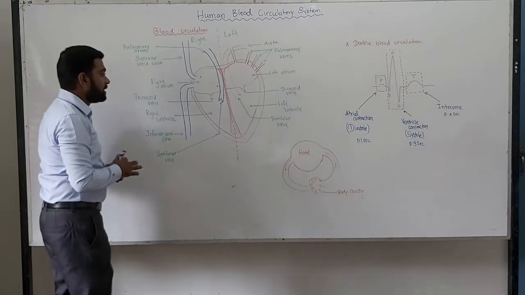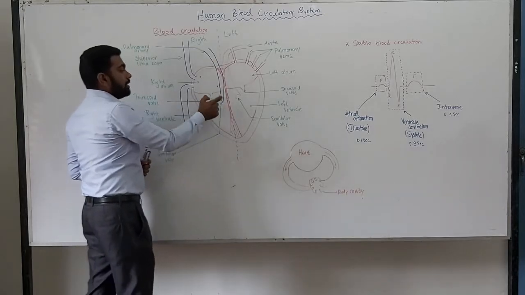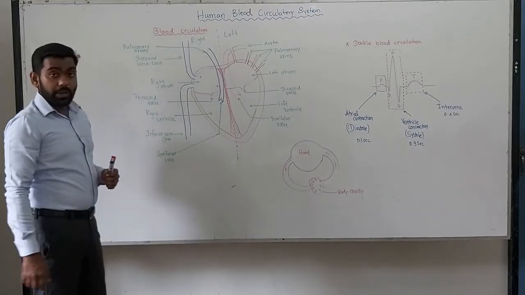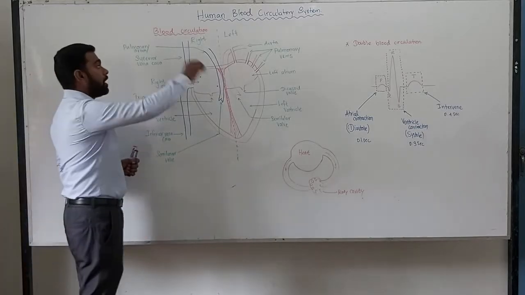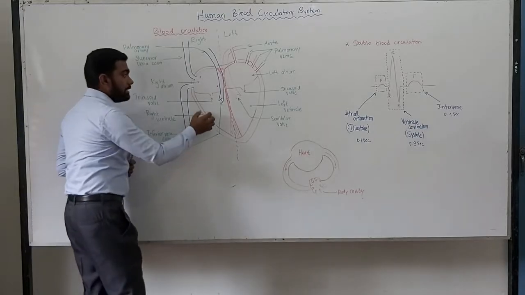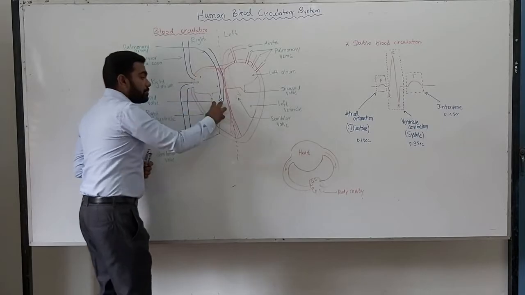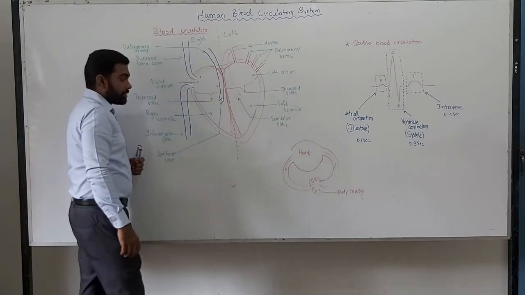And after that, you can see one more tube is connected to the right ventricle, and it goes out and divides into two. Then I will tell you why it is dividing into two. You can see clearly now, the blood from the right atrium comes to the right ventricle.